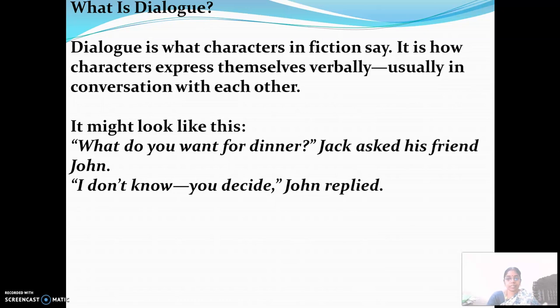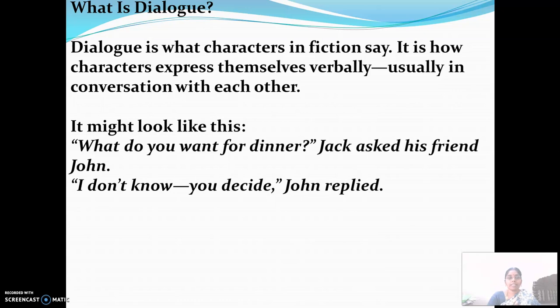Now I am expressing myself. Right? And you will talk to your friend. When you're talking to your friends, you will express yourself. That is verbally. Right? Speaking, usually in conversation with each other. So dialogue is what characters in fiction say. It is how characters express themselves verbally, usually in conversation with each other.